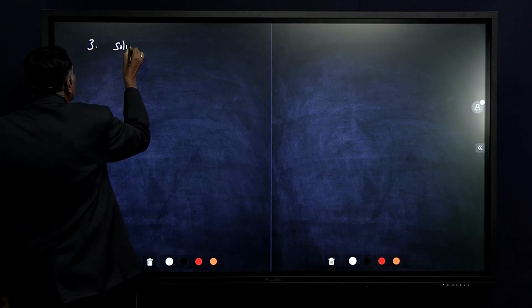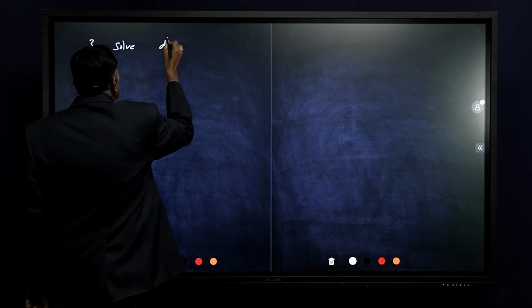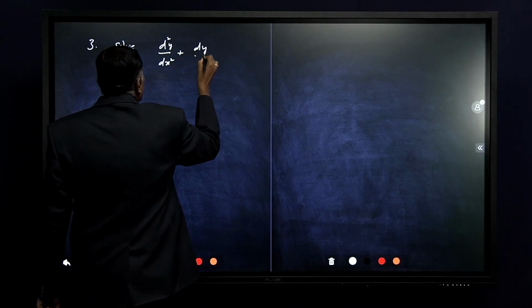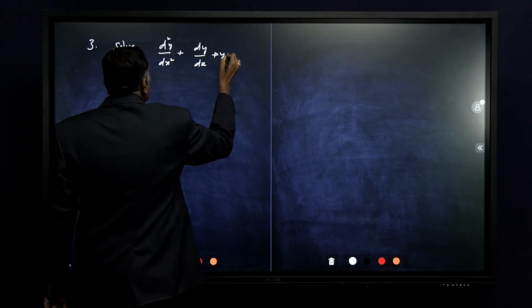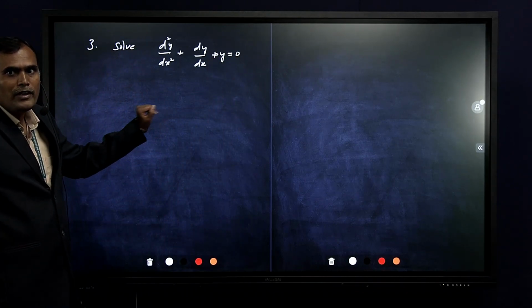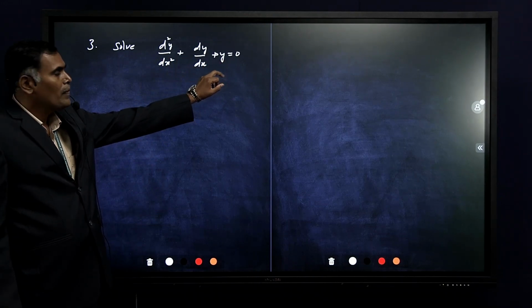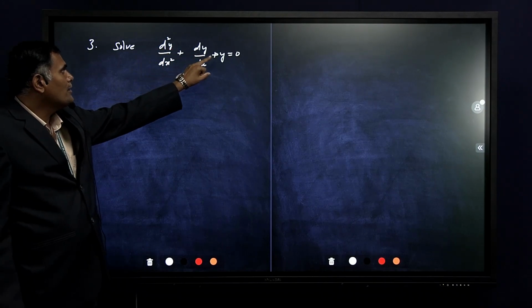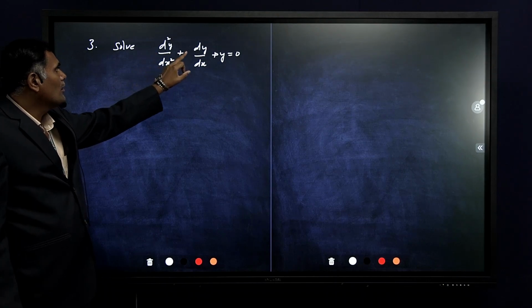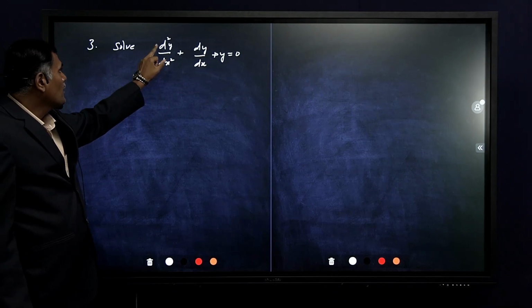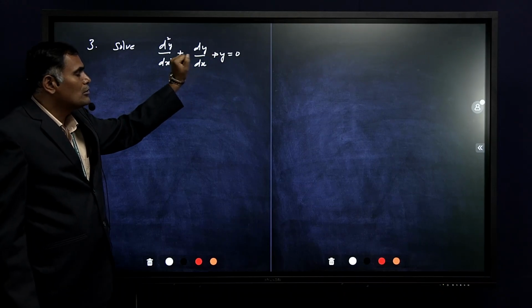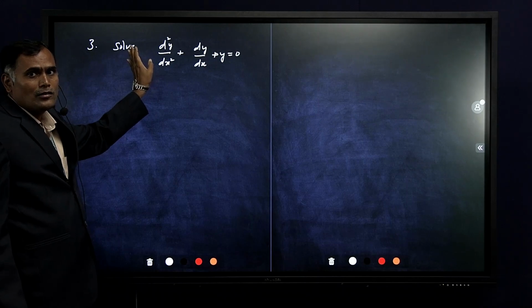Solve d square y by dx square plus dy by dx plus y equals 0. Let us say this is the given differential equation. Clearly it is a homogeneous DE because the right hand side is 0, and clearly it is a linear DE because the dependent variable and its derivatives are of degree 1. It is a linear DE with constant coefficients because the coefficient of d square y by dx square is 1, the coefficient of dy by dx is 1, and the coefficient of y is also 1.